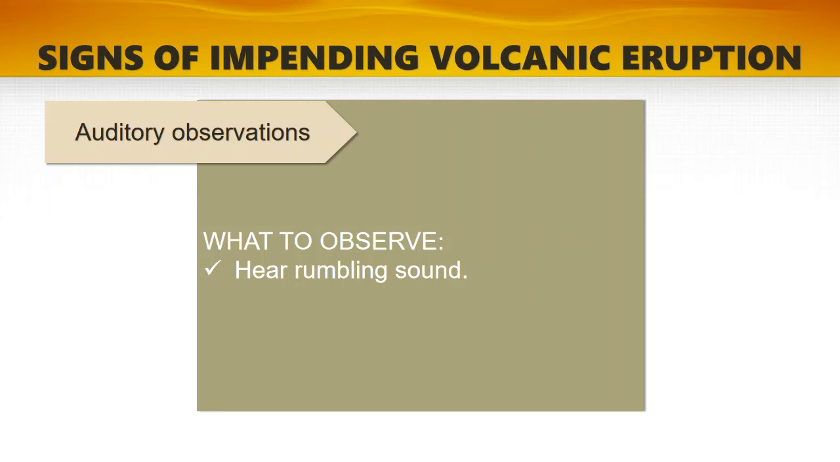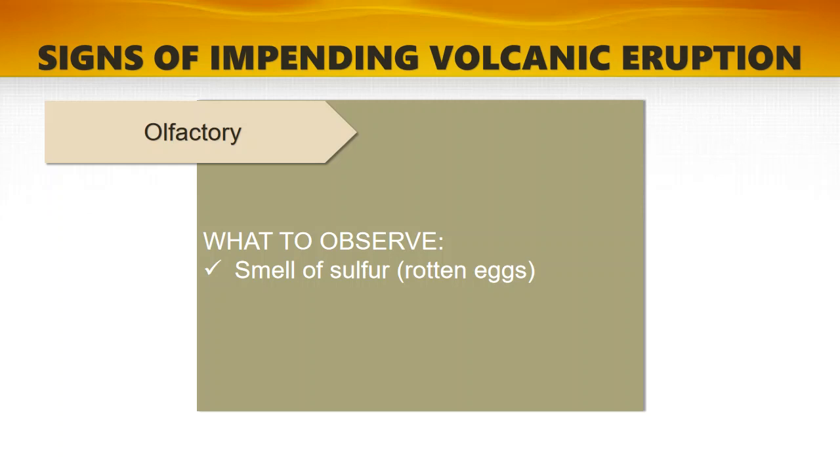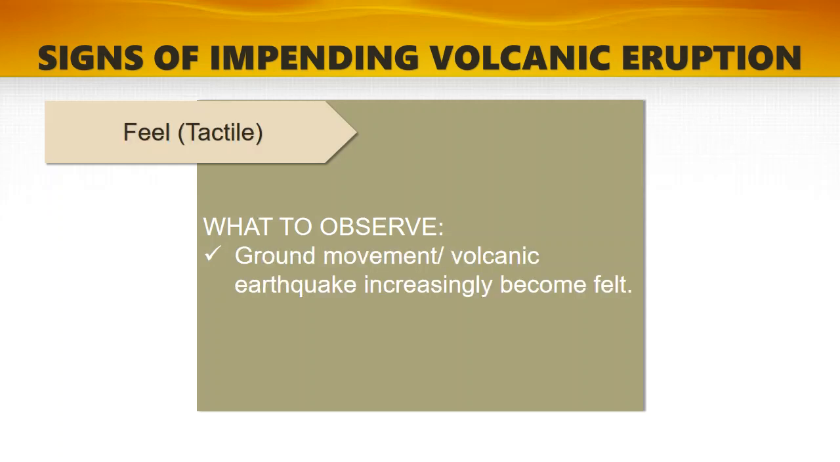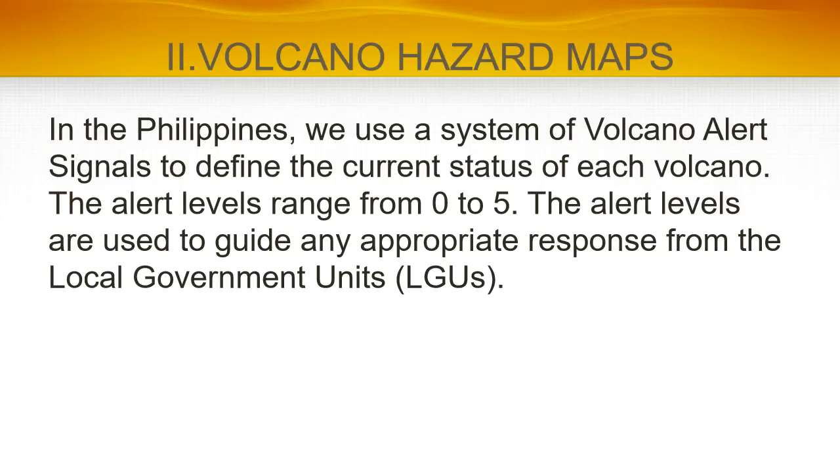So aside from visual observations, you can also use other senses, like auditory observations. Here you can hear rumbling sounds. Then with olfactory, you can smell sulfur, and if you're not familiar with the smell of sulfur, it smells like rotten egg. And lastly, you can also feel: you can sense that the ground is moving, there is ground movement, and volcanic earthquakes increasingly become felt. From a weak shaking, you can feel that it becomes stronger over time.